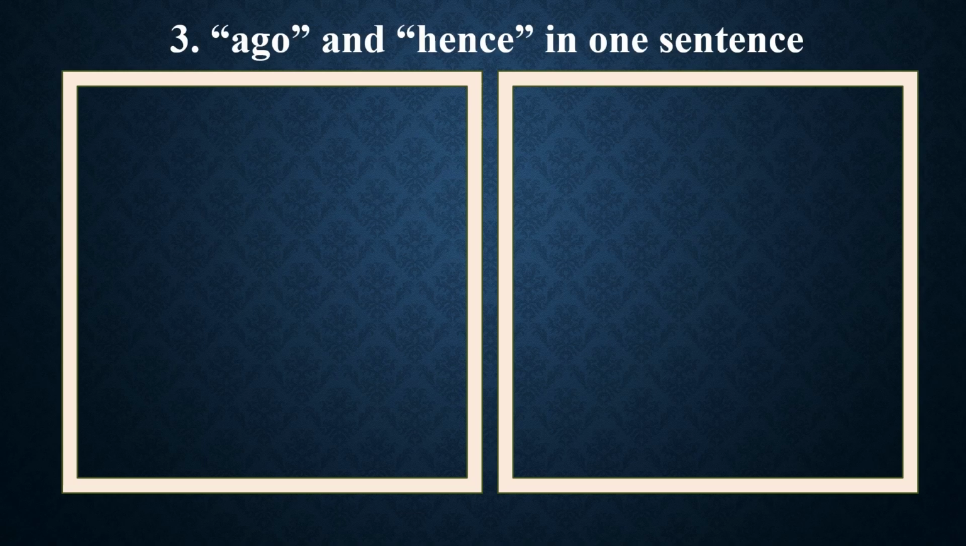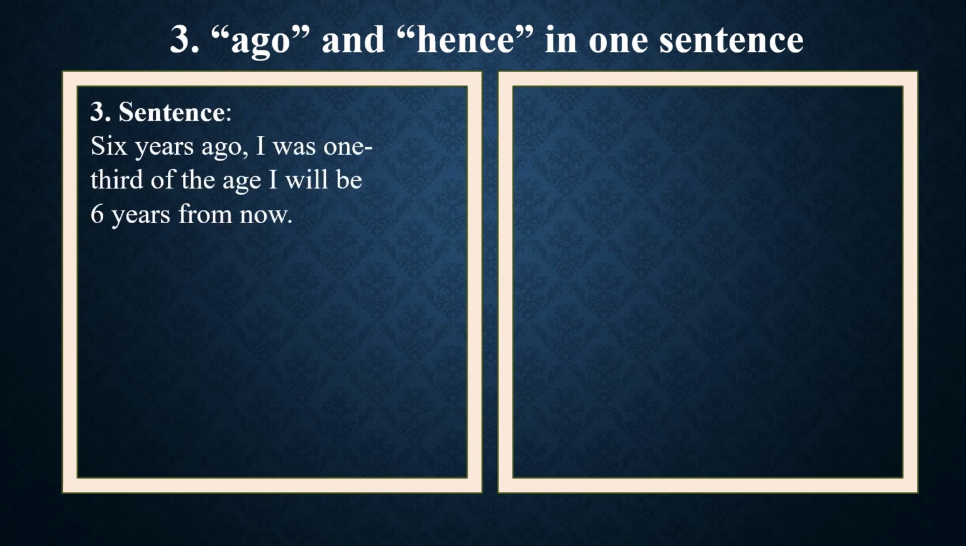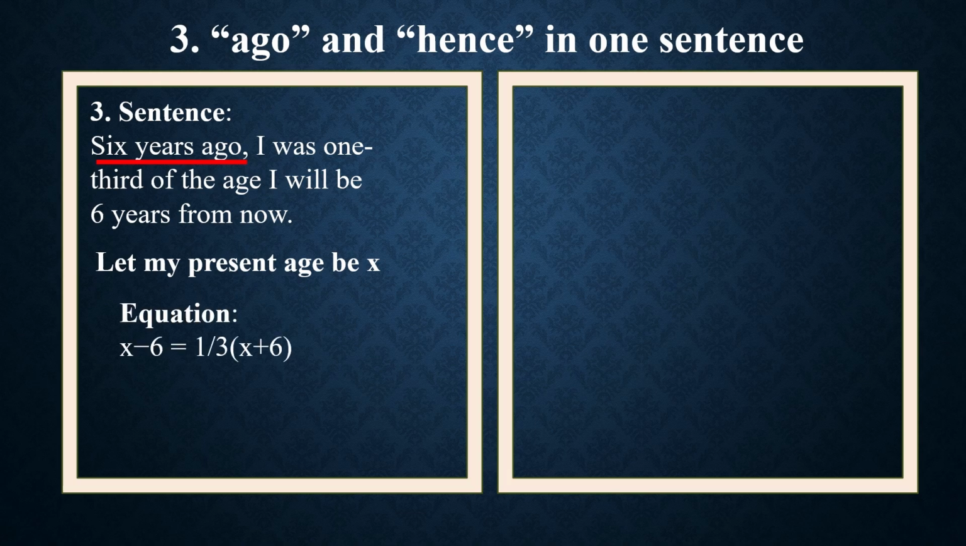Now let us do the next 3 types of age-related problems. The third one is ago and hence in one sentence. And here the sentence is: 6 years ago, I was 1/3 of the age I will be 6 years from now. So in all these types of questions, as I told you before, we have to suppose, let my present age be x. Now 6 years ago means x minus 6.